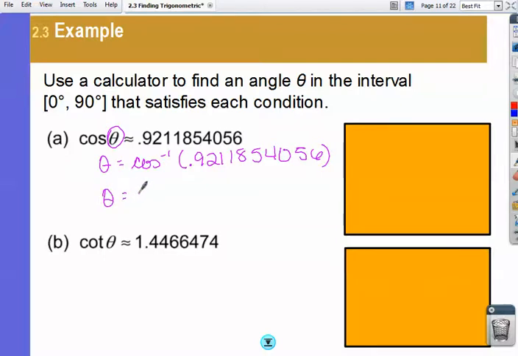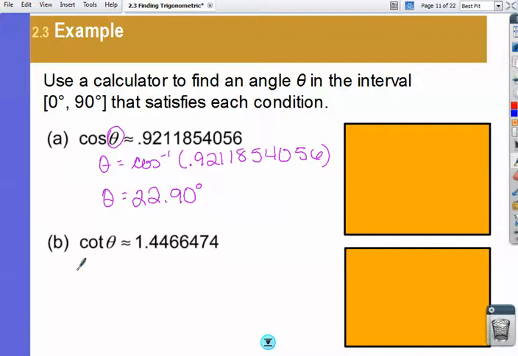So what did you get for theta? Two decimal places would be fine. 22.90. Mm-hmm. Because it's 0.892. Okay.